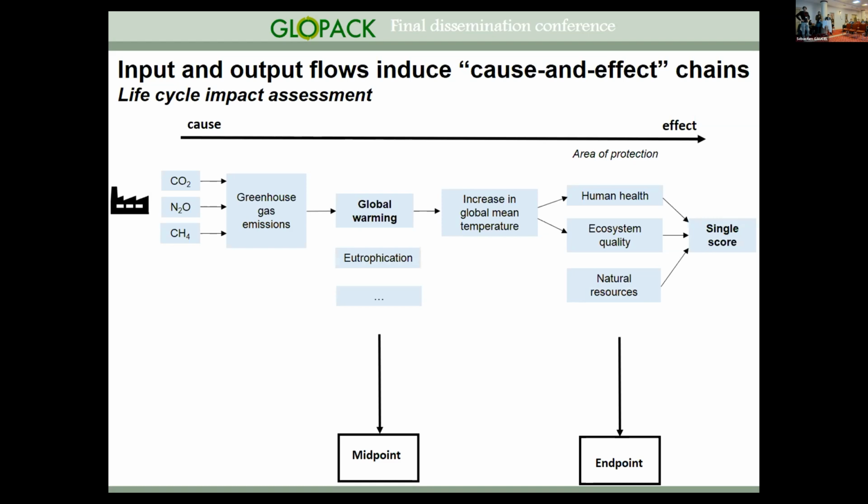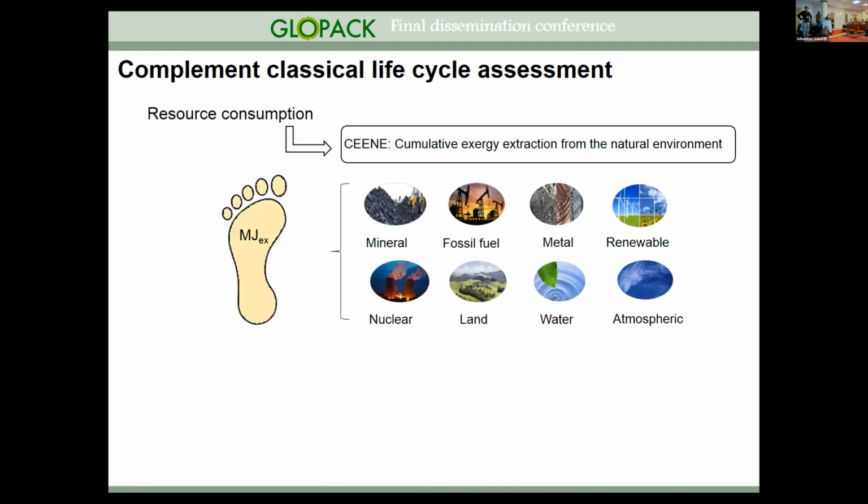Also, at endpoint level, we are not only trying to protect the human health or ecosystem quality, but also the amount of natural resources. And then we can even aggregate this in one single score. So then this gives us the traditional way, the carbon footprint. But we can also go a step further and have a look at the amount of resources that are used in our process. We call this creating a resource footprint.